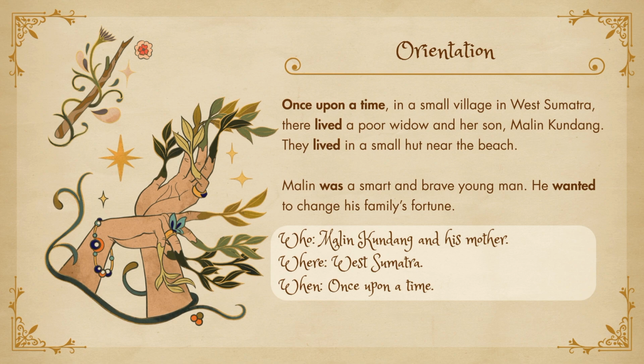Did you notice? We can identify who the characters are. Malin Kundang and his mother. Where the story takes place, West Sumatra, and when, once upon a time, in the past. Also, notice the verbs lived, was, wanted, all in simple past tense. This is the orientation part.